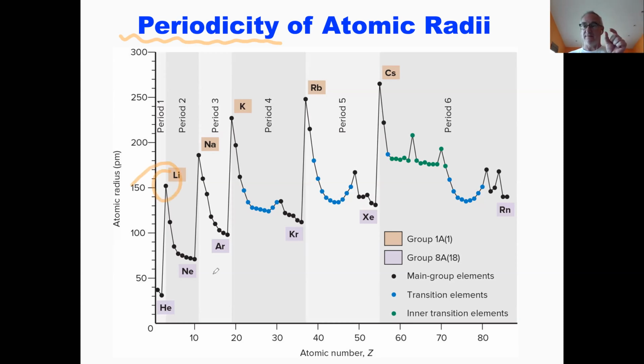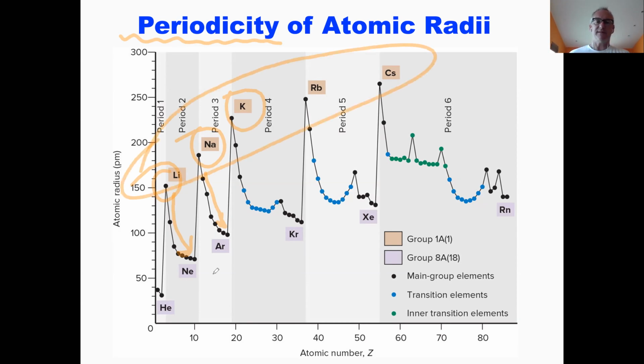Elements go from being small to being large, and then they get smaller and smaller and smaller. And then boom, they get large again. And then they get smaller and smaller and smaller. And then boom, they get large again. What is in common with these elements up here? What do they have in common?